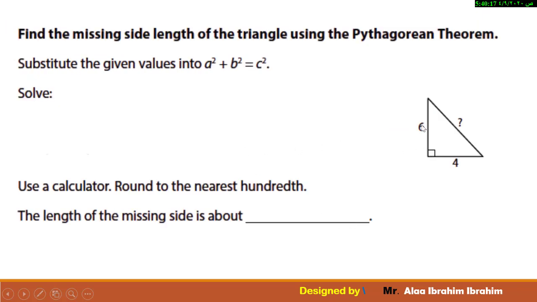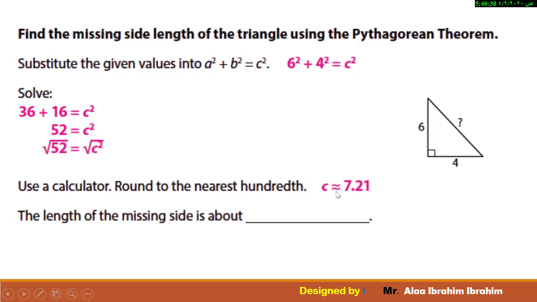Now another example. I have a leg and another leg, so I need to find c, the hypotenuse. So we replace it here, a power 2 and b power 2, with 6 and 4 like this. So this is c, the hypotenuse is not given, so I have to find it. 6 power 2 is 36 and 4 power 2 is 16. I have to take the square root, so my result is 7.21.